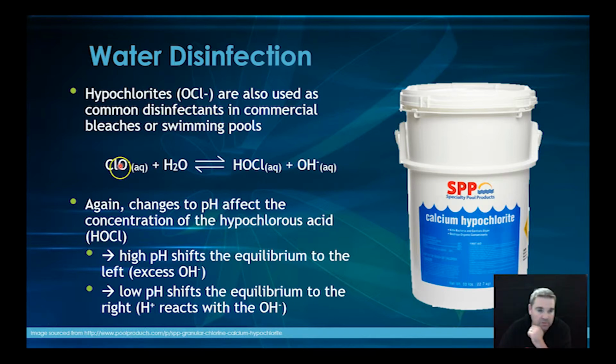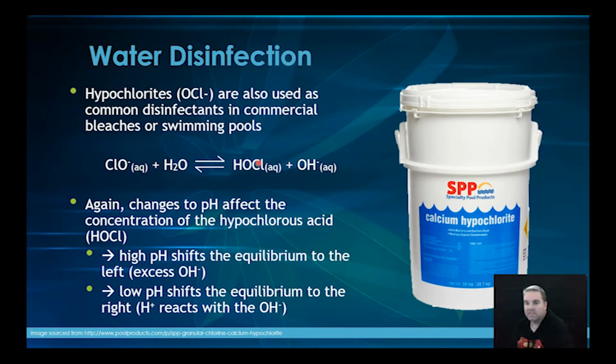Similar to the previous one, we dissolve hypochlorites in water, and you get again your hypochlorous acid. This time, instead of H+, we have OH minus. So if we have a high pH, it's going to increase the concentration of our OH minus. Equilibrium will shift to the left to decrease the concentration of OH minus, so that reduces our amount of HOCl. If we have a low pH, the H plus reacts with the OH minus, and so this goes to the right, and what happens is your HOCl gets increased.